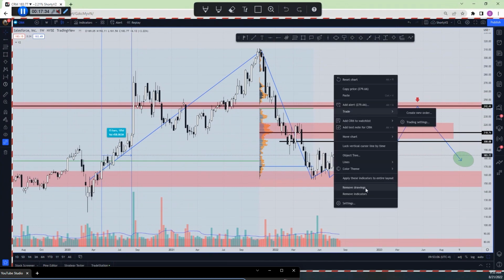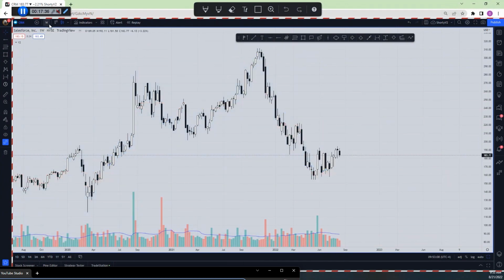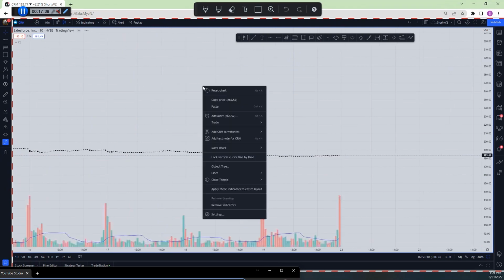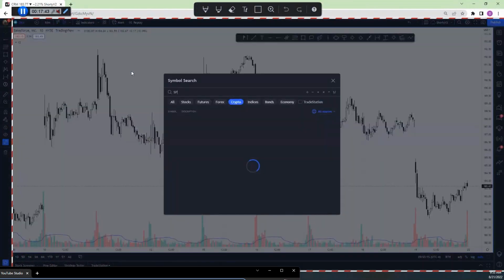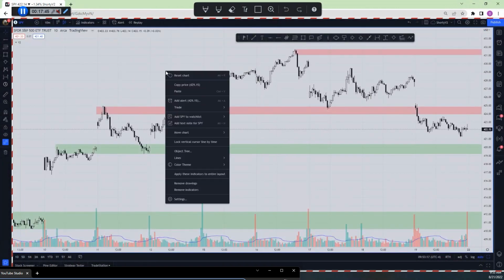Okay. And the best part about this is this happens on every single time frame. Every single time frame has this. And if you look at, for instance, SPY, well, I already did it here.